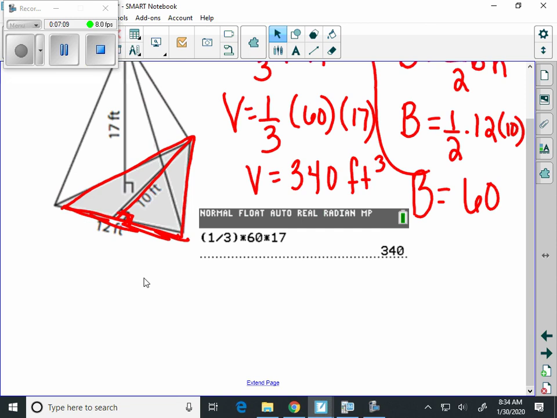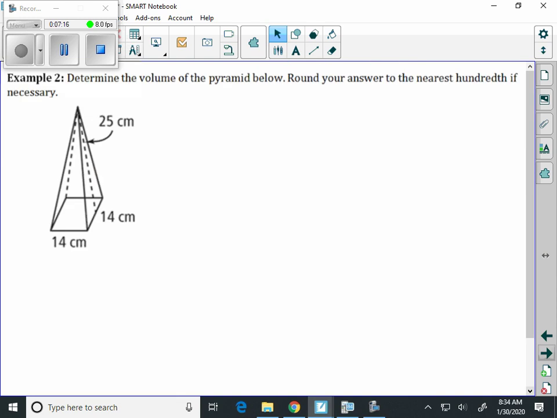And oftentimes that's what we're doing. We're finding the volume. But as we look to the next question here, this one still says determine the volume of the pyramid below. Round our answer to the nearest hundredth, if necessary.